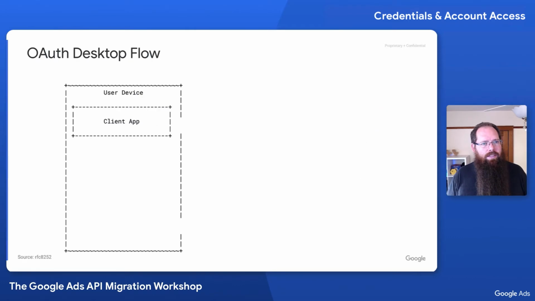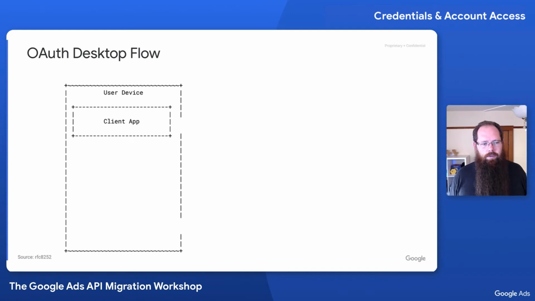So the way the OAuth desktop flow works is you will have a device that you're running your environment on. In it, you'll have a client app. In this work session, we actually have two client apps, two pieces of software that are configured to be the client app. One will be a script that we will write as we progress through the session, and the other one is the Google Ads Doctor tool. Those will both act as client apps. So you'll have to configure the client app with, for example, your client ID and client secret.